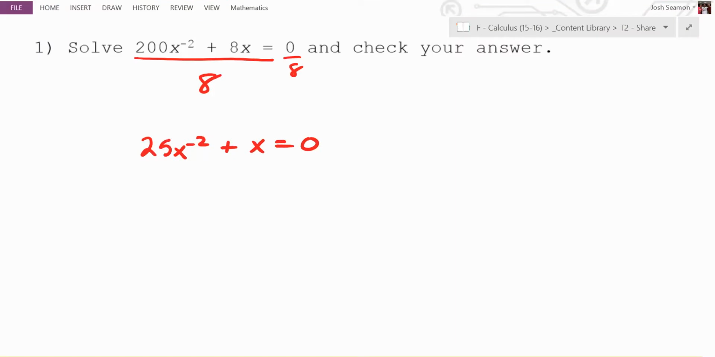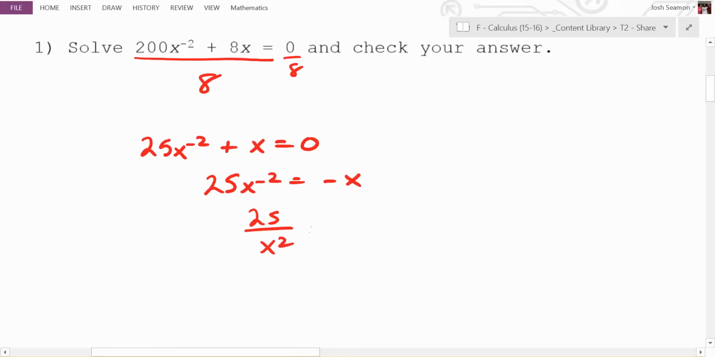Nope, not going to subtract. Oh, I could. Sure, you could. Okay. I'm not saying that's right. So 25x to the negative 2 is equal to negative x. Sure. Now what am I going to do? Yeah, so rewrite it so you have 25 over x squared is equal to negative x, and maybe over 1 to help see what's next.